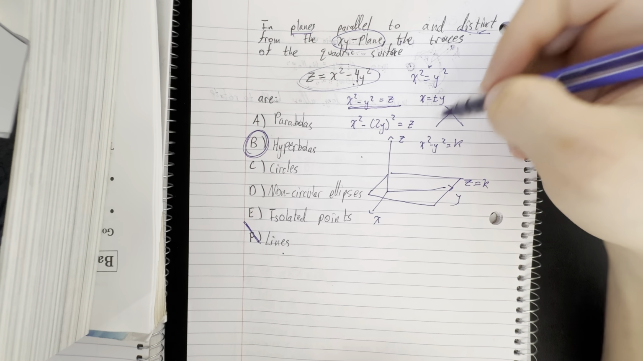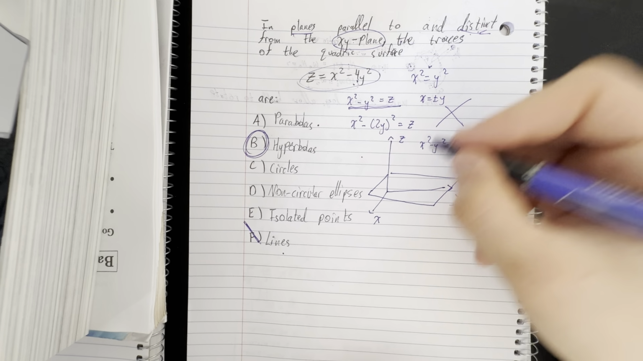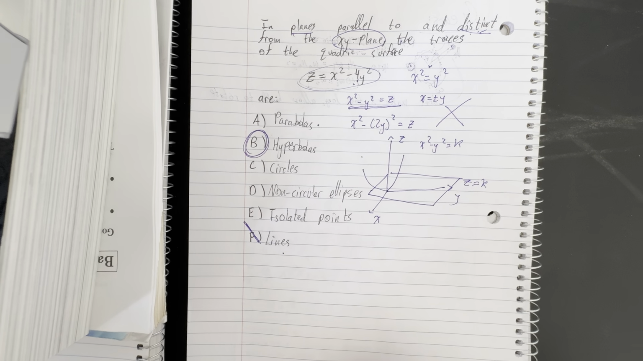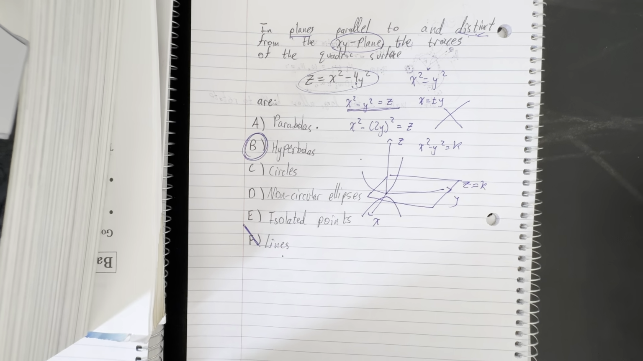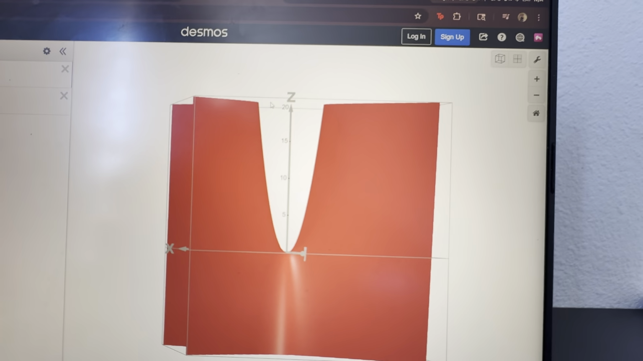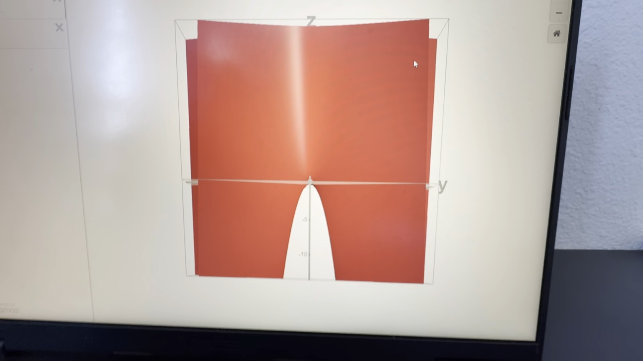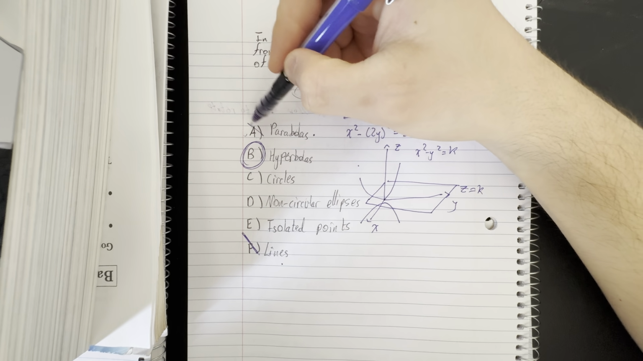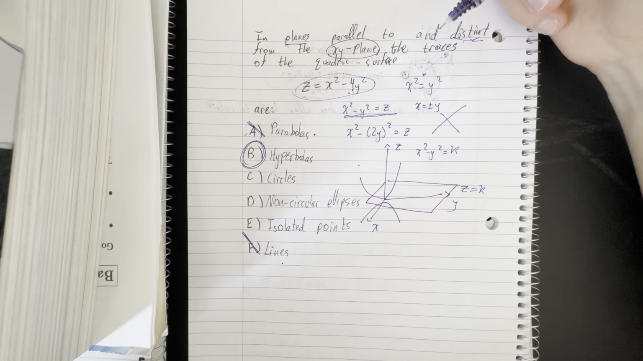It wants parallel to and distinct from the xy plane. So in the xy plane, you only get hyperbolas. You would get parabolas if you looked at the xz plane, remember? Or the yz plane, in which you would get the negative parabolas, which we saw earlier. So this is in the xz, and then this is in the yz. But it wants the xy plane, so this is also a trap answer. Ellipses and circles, I'm not sure how you would get that.